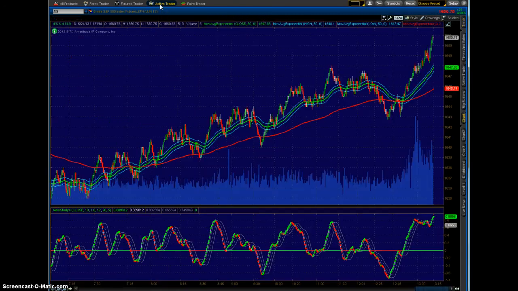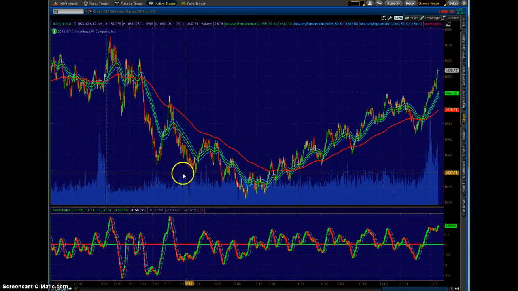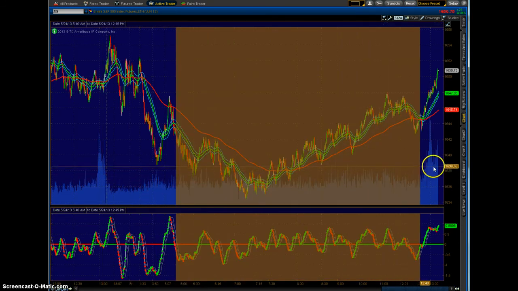Now let me go over a different chart. Same number of ticks, same time frame. The only thing is now we're focusing a little bit more on indicators.